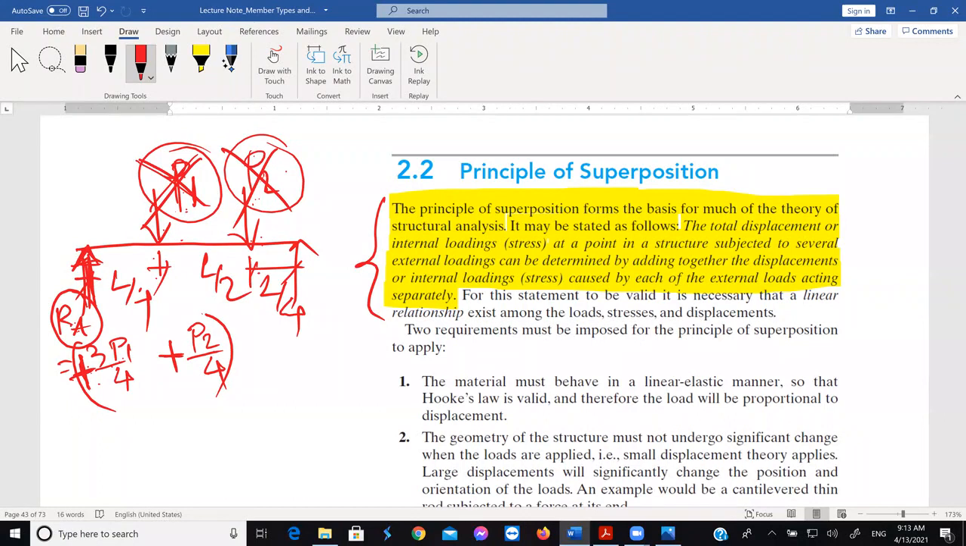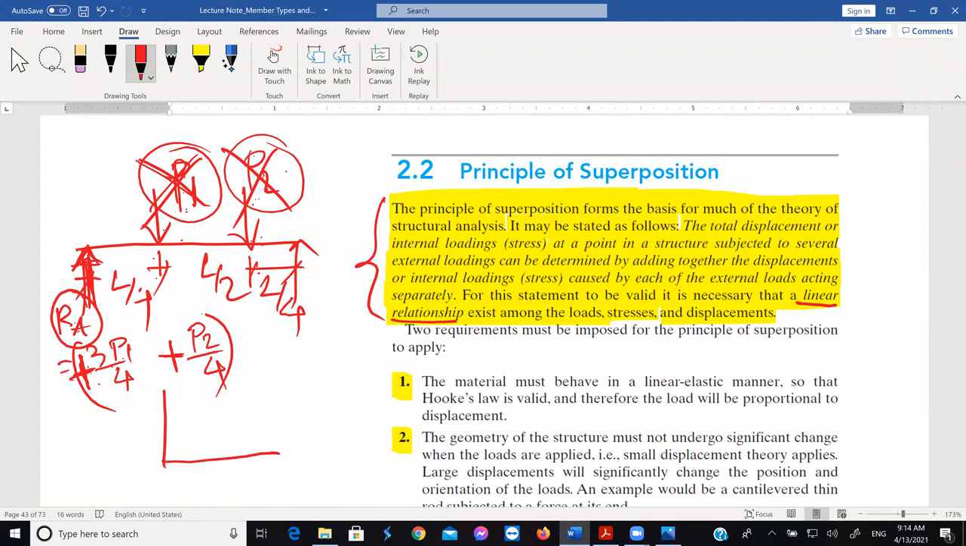However, there are some limitations when you cannot apply the principle of superposition. What are they? Here are the two limitations, or two conditions, when you can apply this principle or not. Let us state the limitations and we will go further. For this statement to be valid, it is necessary that a linear relationship exists among the loads, stresses, and displacements. So, an important factor here, the member behaves elastically. That means the stress-strain response is a linear curve.